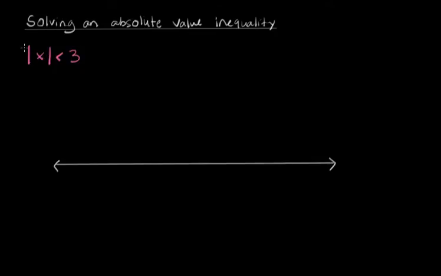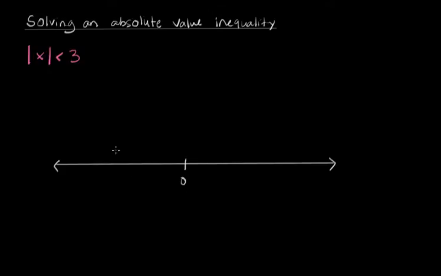So let's start with something simple. The absolute value of x is less than 3. Now let's try to think about what this actually means on the number line. So the absolute value of x needs to be less than or equal to 3. When we talk about the absolute value of something, it's only the positive part of that number. But it's also sometimes referred to as the distance away from 0. Because, for example, -3 and +3 have the same distance away from 0.